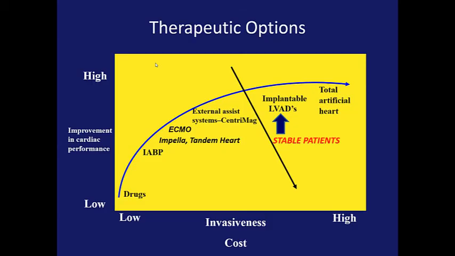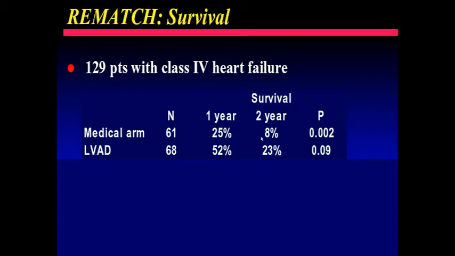So let's move on to our other devices. So we start with drugs, and then if they don't work, we move to our devices. We balloon pump, Impella, ECMO. But those are all short term. So let's move on to our durable devices. And these are the devices we use in our chronic heart failure patients who actually are stable. They're not crashing and burning. And these are the devices we use.